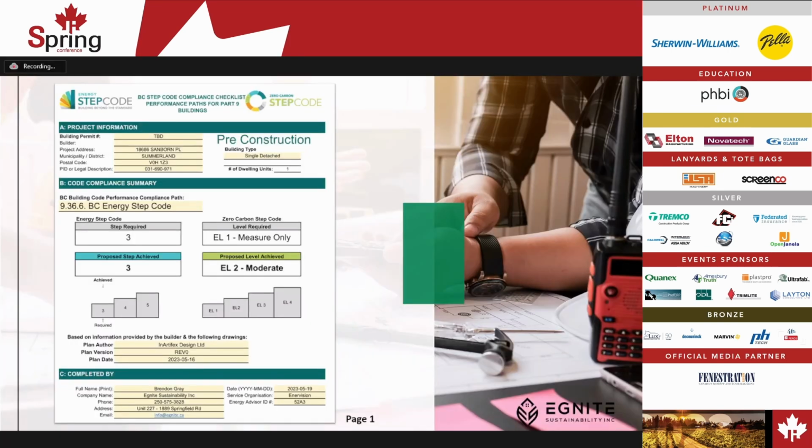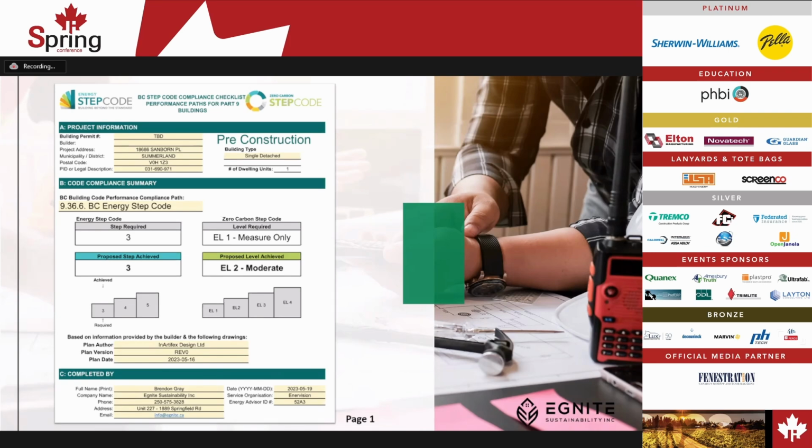We also got the zero carbon step code laid out here now too. So we are measuring those on all projects as of May 1st. And once municipalities start targeting a required metric, then we're gonna have to start meeting the zero carbon targets there as well.